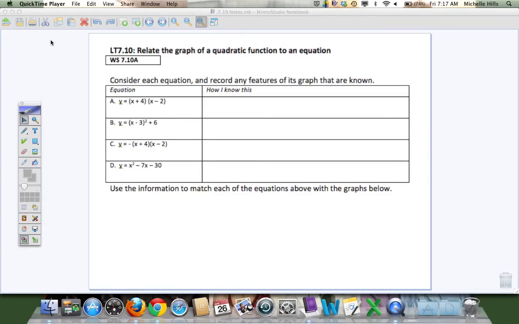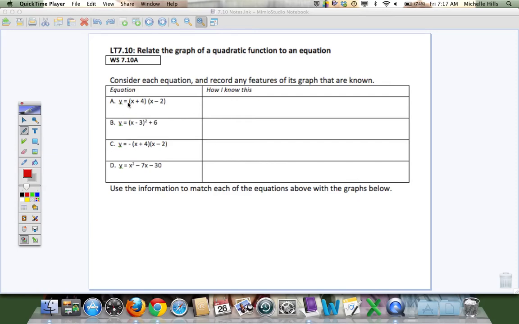Learning target 7.10 is actually very similar to learning target 7.4 in that you are given an equation in various forms. What do you know about that equation? And in this case, can you actually match it to a graph? So before I even look at the graphs, here's what I know.